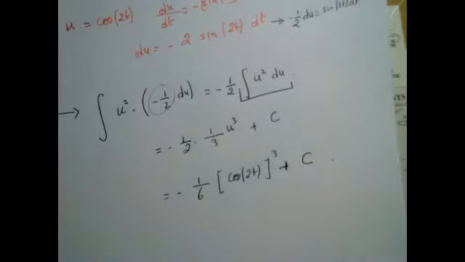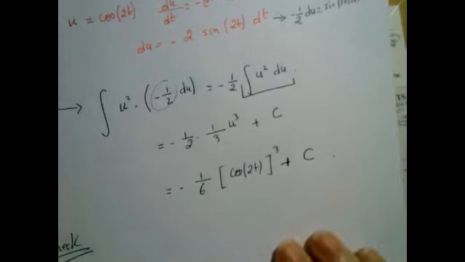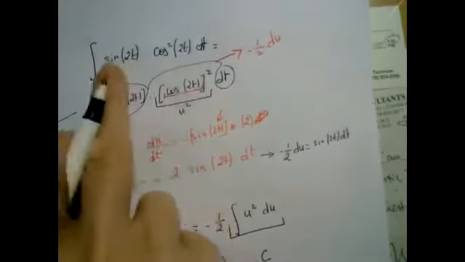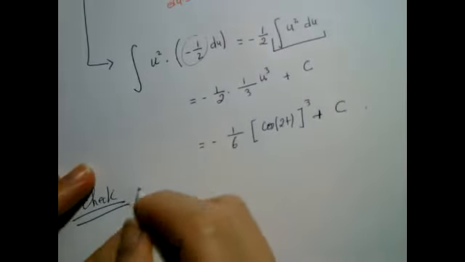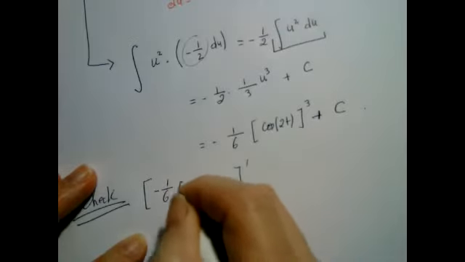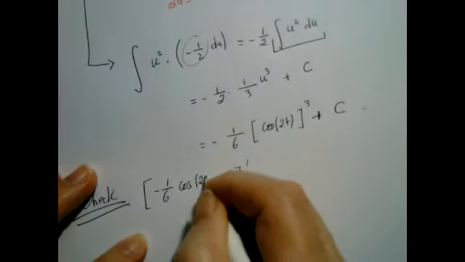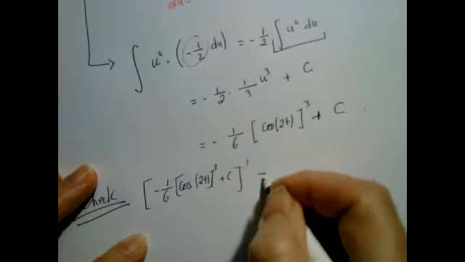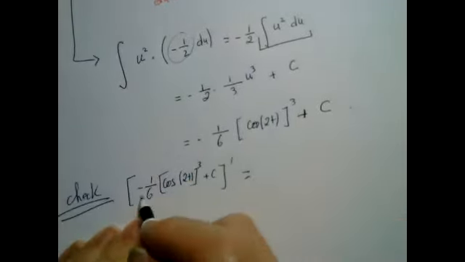Okay. And now, since this is a simple one, we can check. Checking means I have to find the derivative of what I got and make sure I get what's inside the integral, what we call the integrand. So let us check this. So we're gonna take the derivative and see if we did it right. All right, let's differentiate.